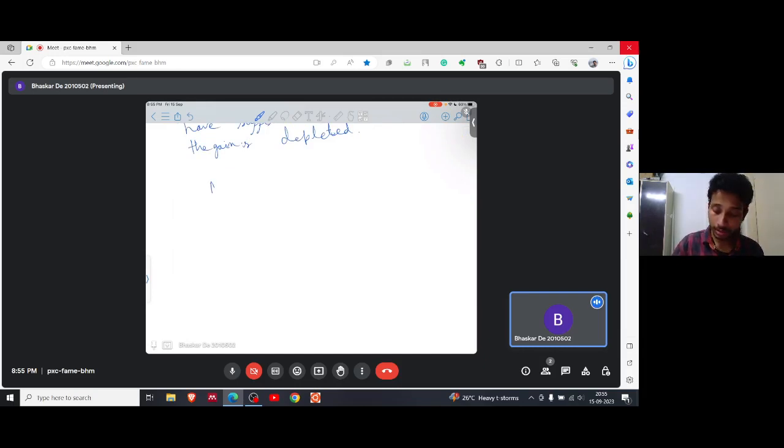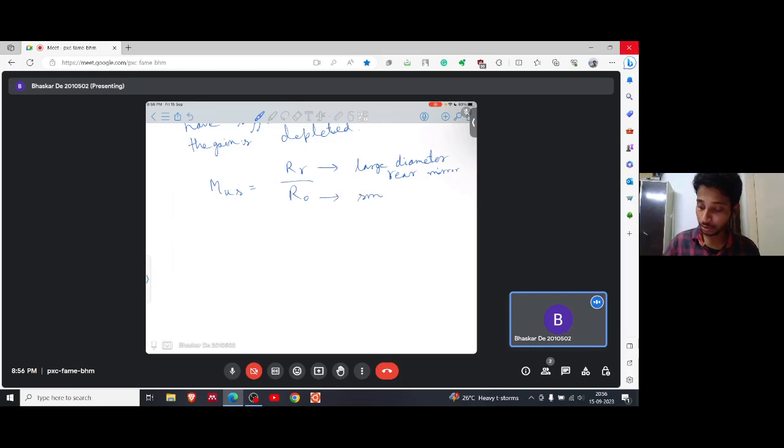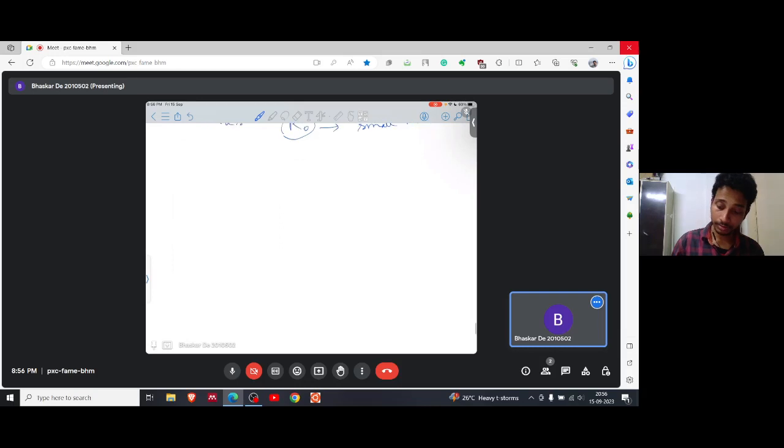There is a ratio defined as M_US, the magnification ratio of the unstable cavity resonator, that is RR by R0. RR is the radius of curvature of the large diameter rear mirror, and R0 is the radius of curvature of the smaller mirror. So this is the magnification ratio.